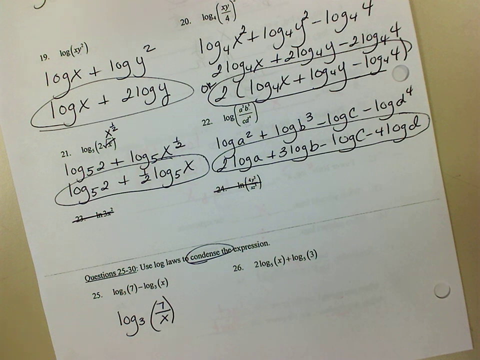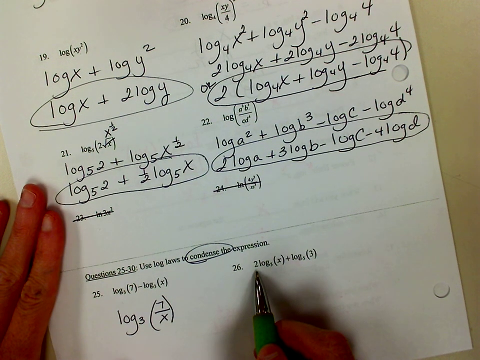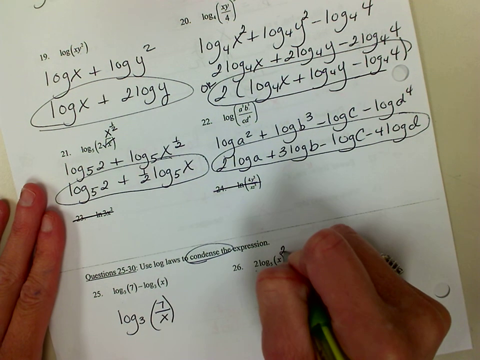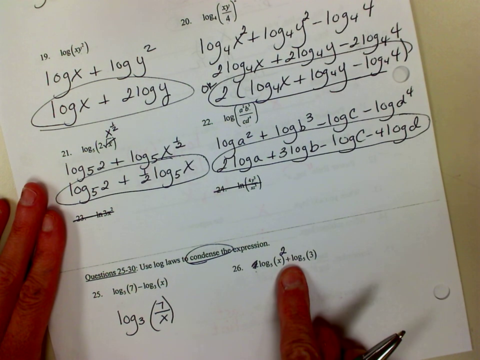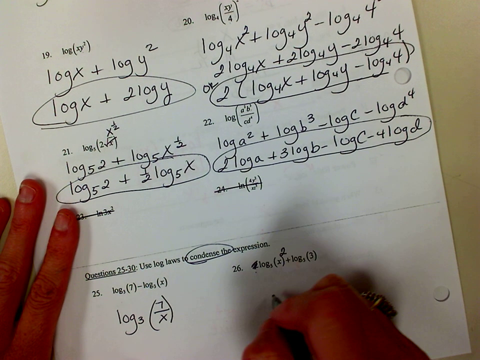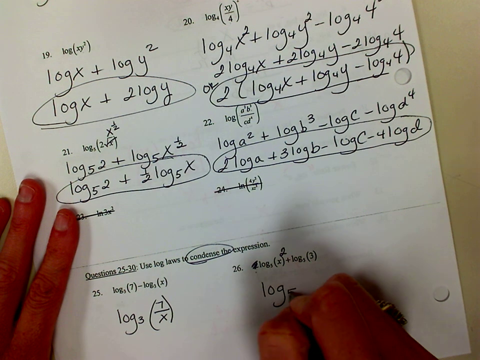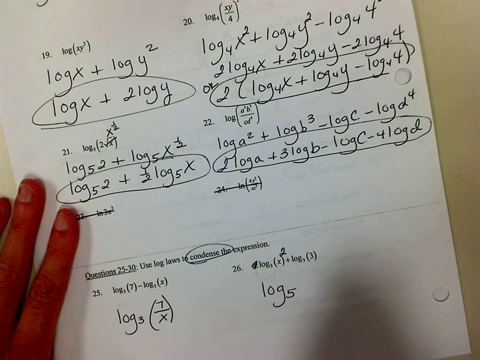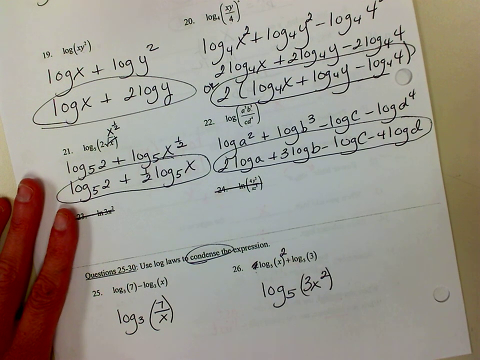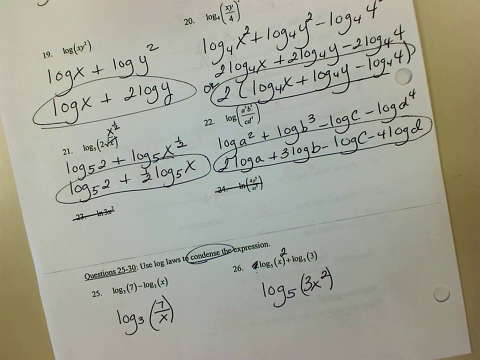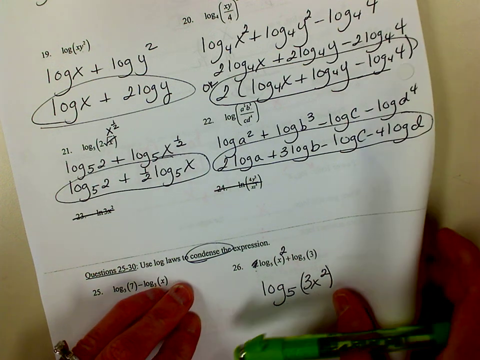Number 26, sorry, I had an issue going on here. Okay, so on this one I have a number in front, that becomes an exponent. Okay, and then this means we're going to multiply the two arguments. So log base 5, and then it makes more sense to put the 3 first, so 3x squared. It just looks better that way. So that's my answer to that one. Okay, moving on.